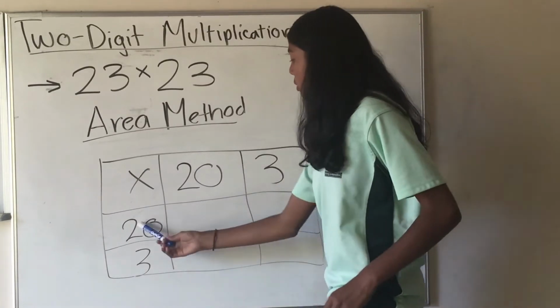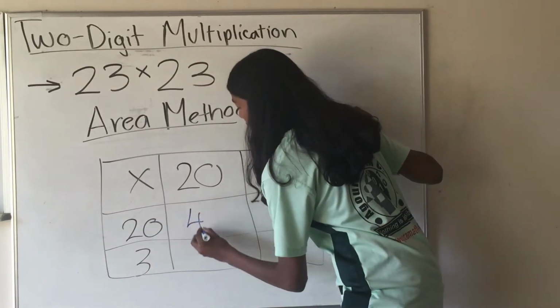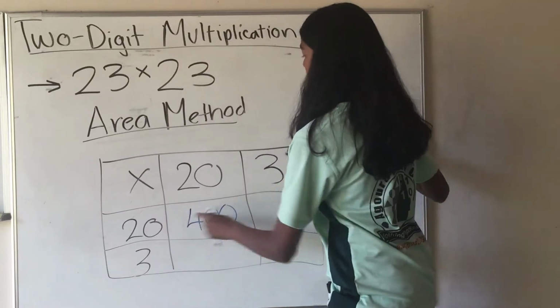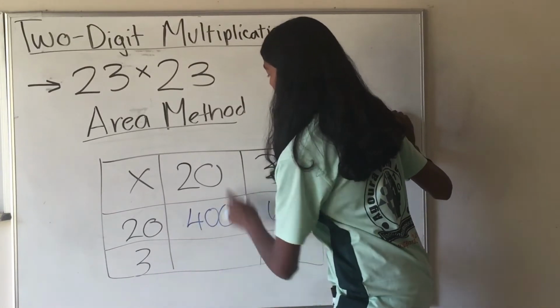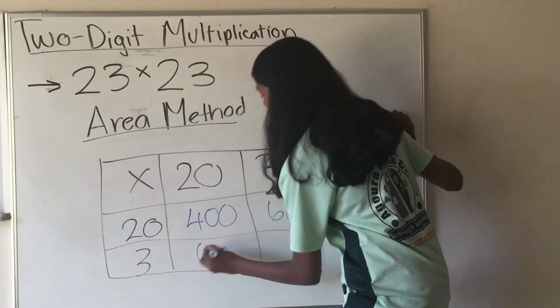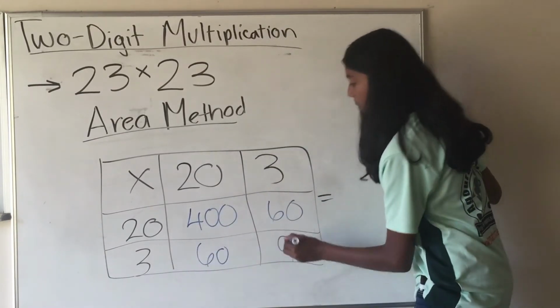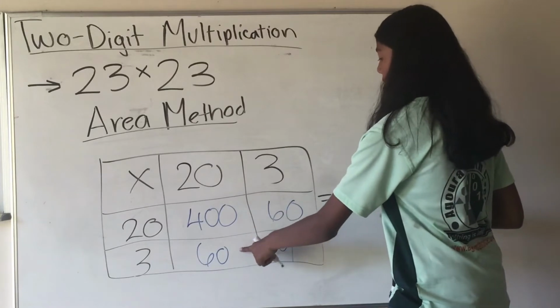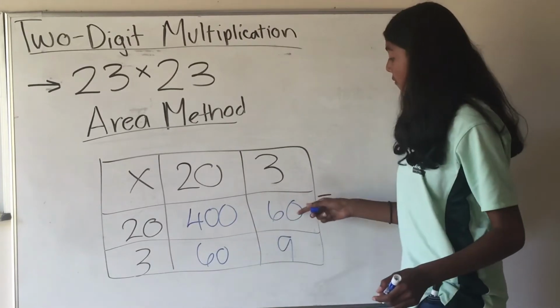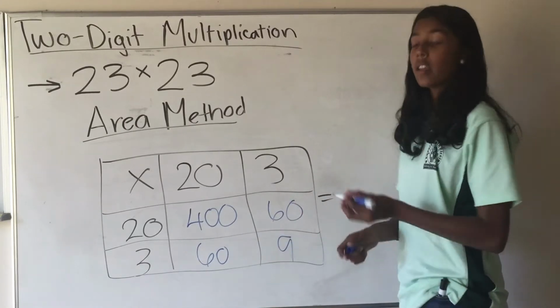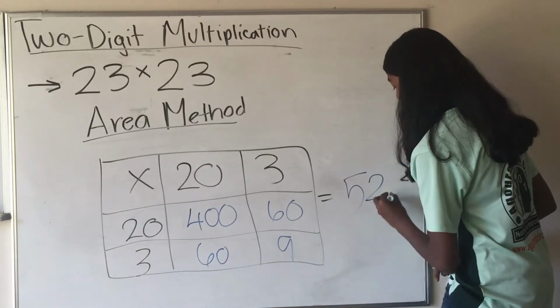This 20 and this 20 meet up here to make 400. This 20 and this 3 make 60. This 3 and this 20 make 60. And 3 and 3 is 9. 400 plus 60 is 460. 460 plus another 60 is 520. 520 plus 9 gives us our answer, 529.